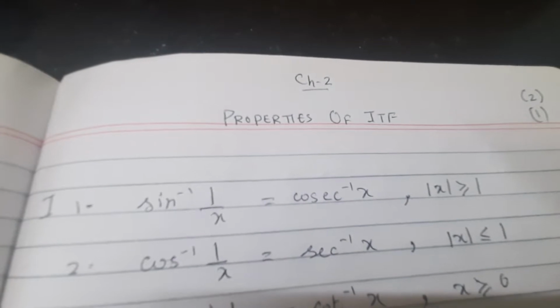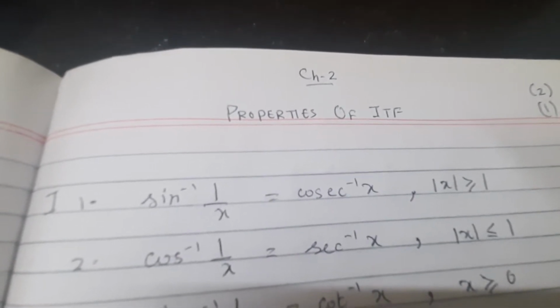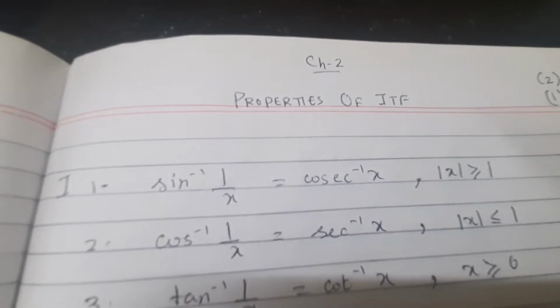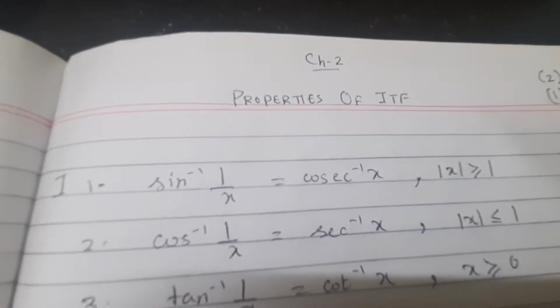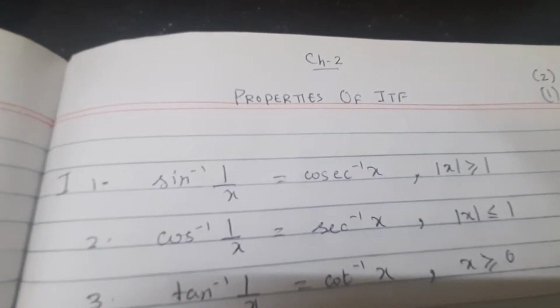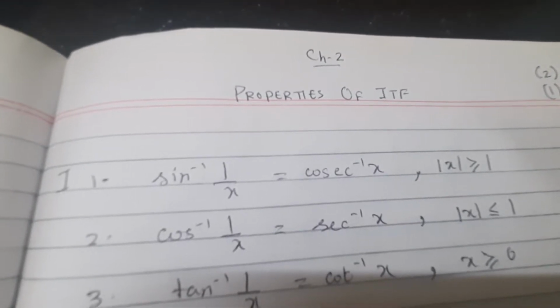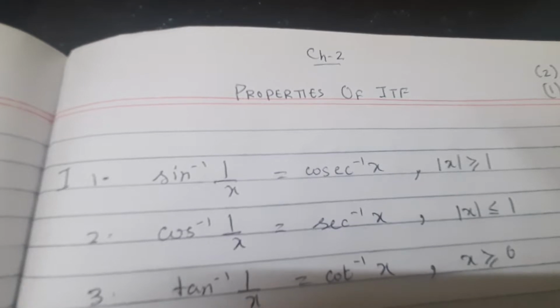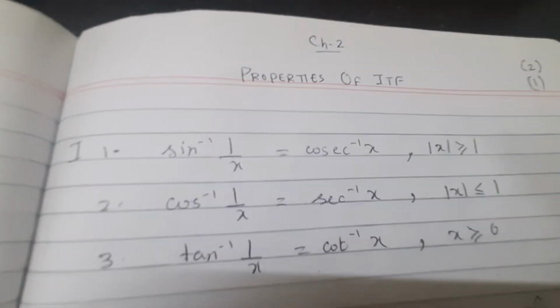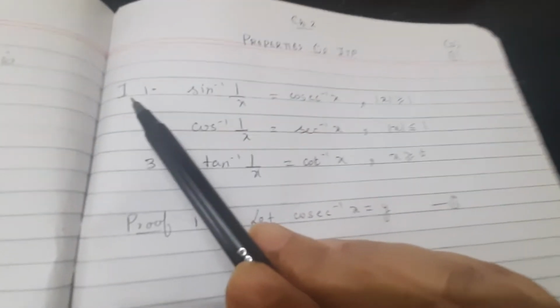Today I'll be discussing properties of inverse trigonometric functions. In our last class I discussed the principal value branch of the inverse trigonometric functions, how the functions are made one-one by restricting their domains, and now today we will discuss some of their properties. So let us do the first set of properties.